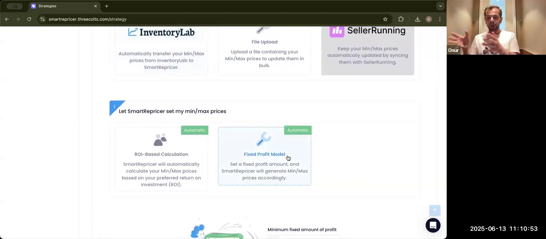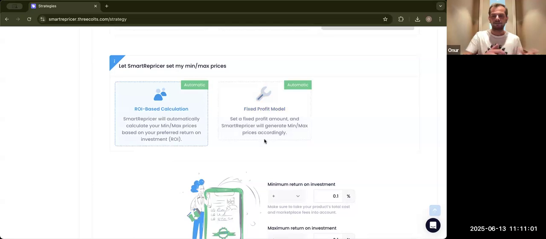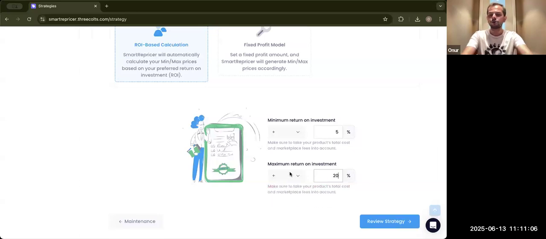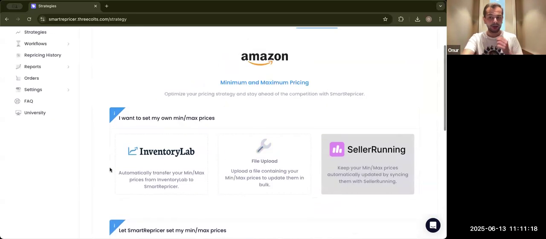But let's say you don't have an integration and you don't want to use upload files. One more time, you need to decide here on your ROI-based calculation or fixed profit model. So let's say you have a specific ROI expectation between 5 to 20, or you're a bookseller and you just want to do that between 1 to 10. In order to use the Seller 365 bundle power, I recommend that if you are not using Inventory Lab, you should start immediately. But if you are already using it, this is how easy it is to transfer all of your inventory from Inventory Lab to SmartRepricer.